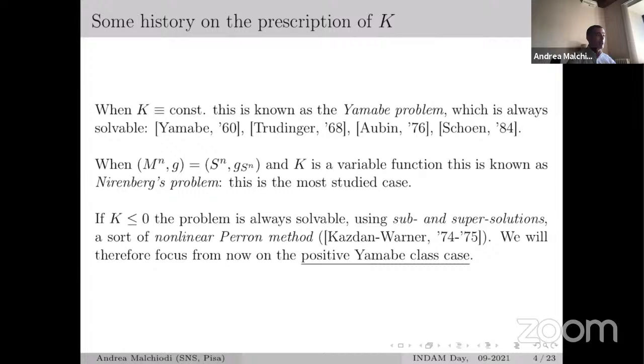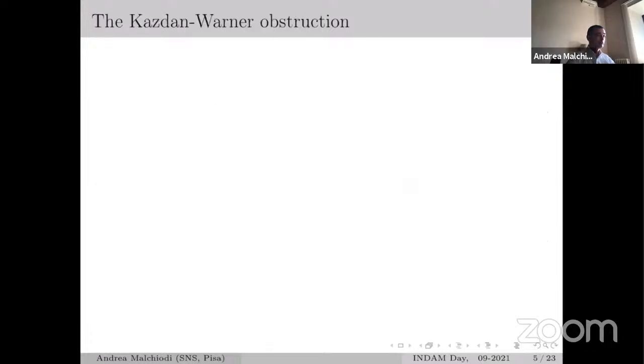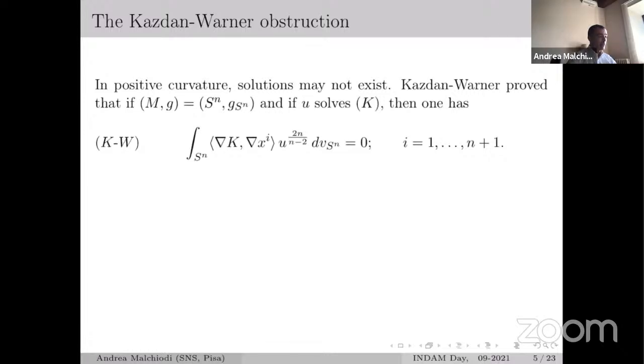Therefore, I will focus from now on the positive case, positive curvature, which is the most difficult. In this case, there are actually more obstructions, not only the sign that I talked about. So if you are on the sphere, for example, the round sphere, embedded in one more dimension in a Euclidean space, and if U is a solution of the equation that I displayed above, then you have the following identity, involving the solution U and the function K.